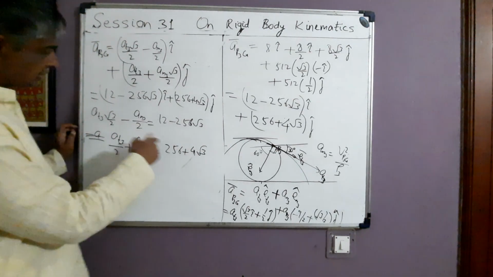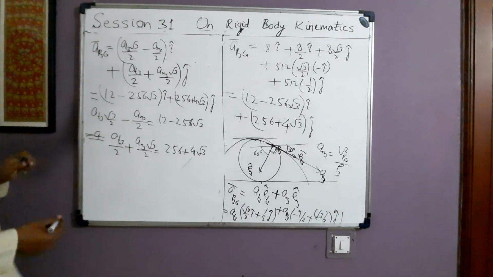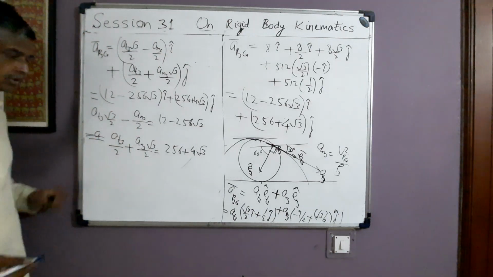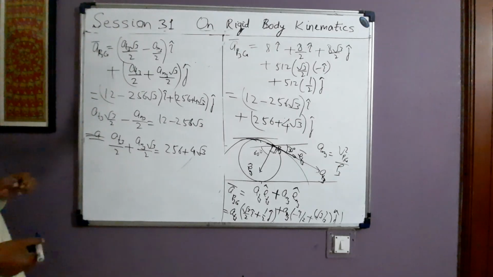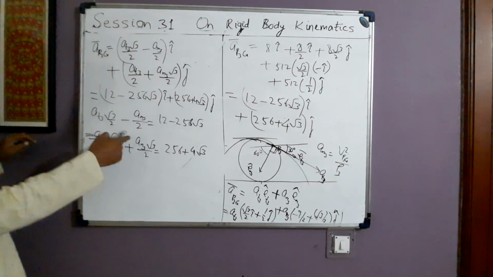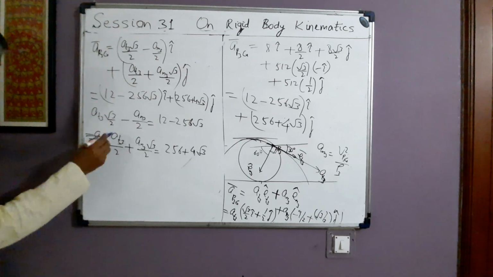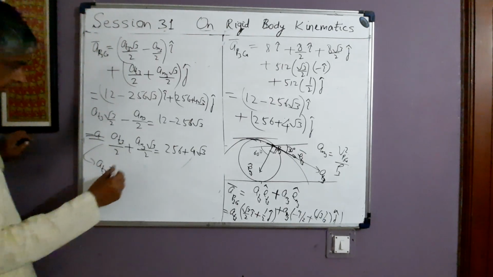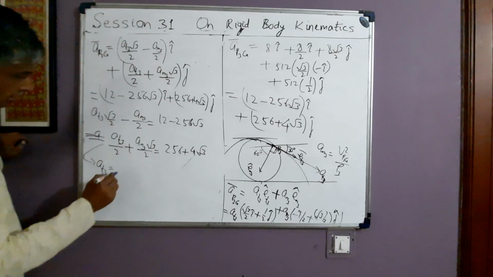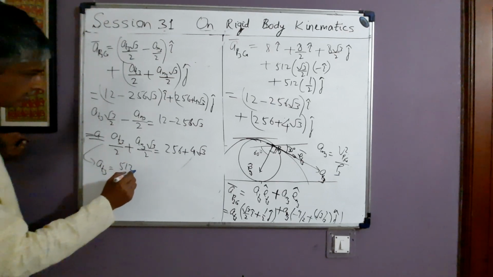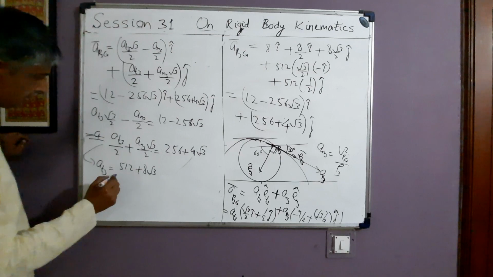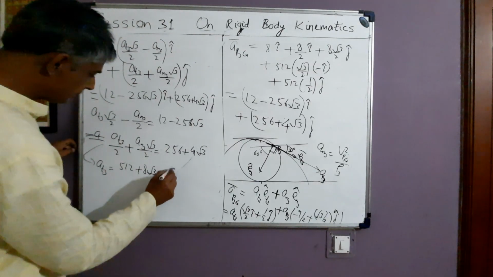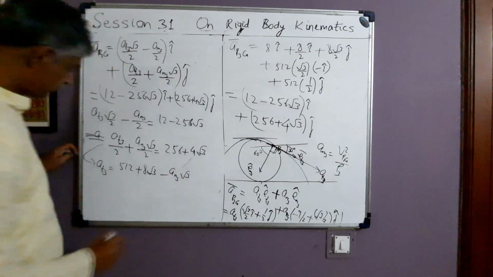Now if you solve these two equations, we get a_P3. We have to solve both of them. There's no way out. So what I do, I'll eliminate one of them. From this equation we see that a_P3 is how much? a_P3 is equal to 512 plus 8 root 3 minus a_N3 root 3.